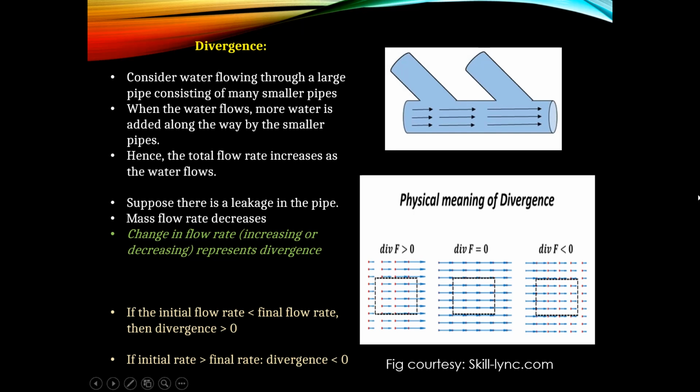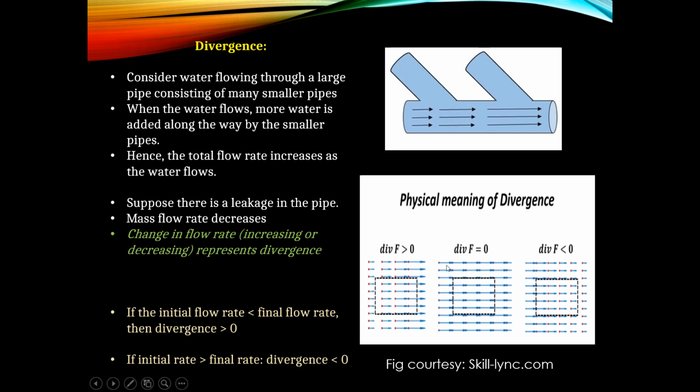and there is some water flowing through the pipe. Whenever there is water flowing through this longer pipe, we can see that more water can be added through the smaller pipes also. So the total flow rate will increase as the water flows through the different pipes, even the smaller ones. Suppose there is a leakage in the pipe, then there will be a decrease in the flow rate. Such a change in the flow rate, either a decrease or an increase, can be represented by the divergence.